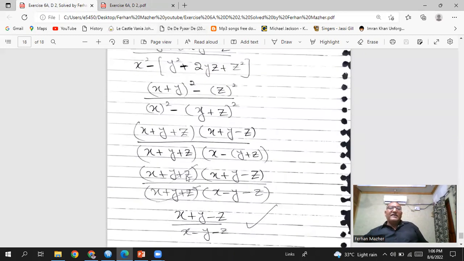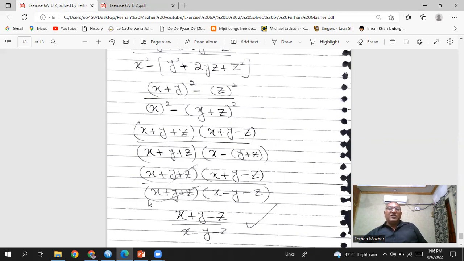So here you can see I have written first term plus the second term, so that will be x plus y plus z. First term minus the second term: I put a bracket around y plus z because this is negative, it will change their signs. So you will have x plus y plus z, bracket close. In the other bracket, I have x plus y minus z, the second bracket. Here we have x plus y plus z, and here we have x minus y minus z, bracket close.